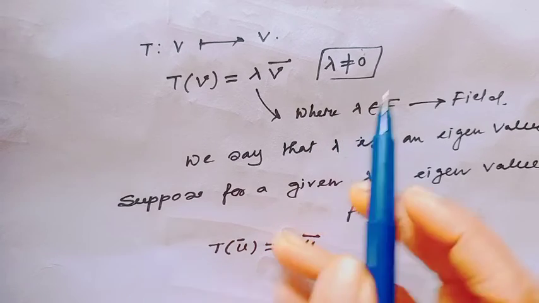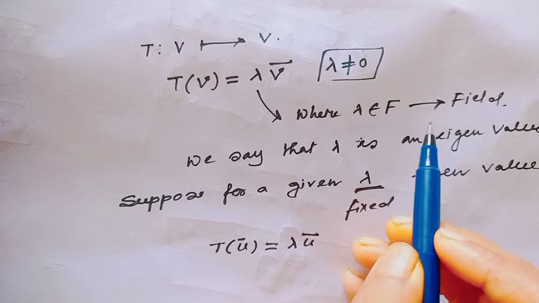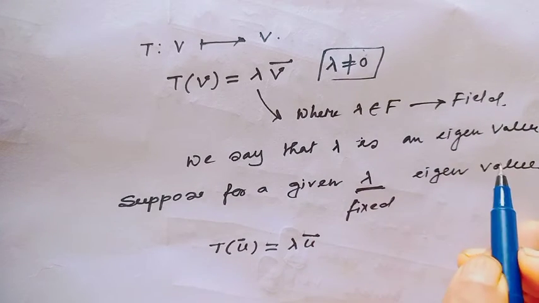That means if there exists a linear operator T from a vector space to a vector space such that TV equal to lambda V, where lambda is not equal to 0 and lambda is a member of the field, then we can say this lambda is an eigenvalue.